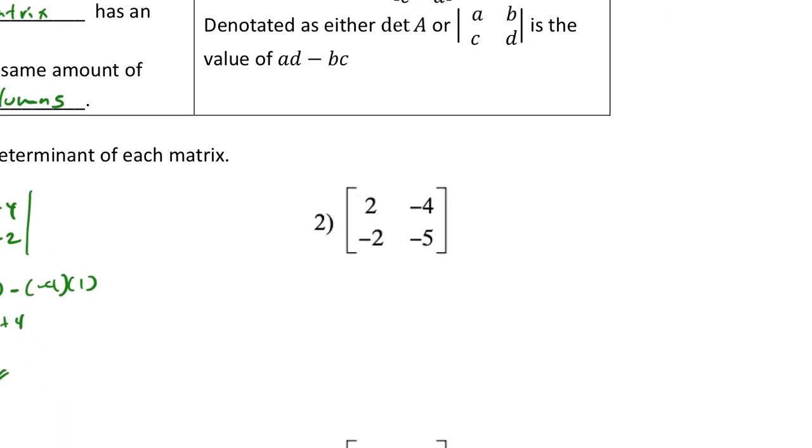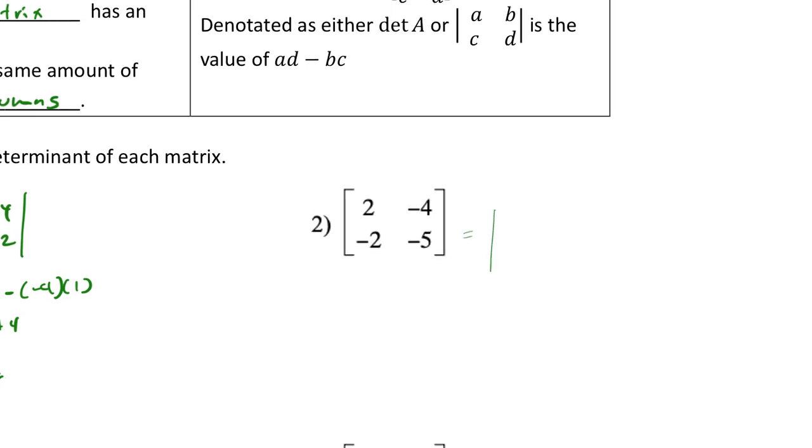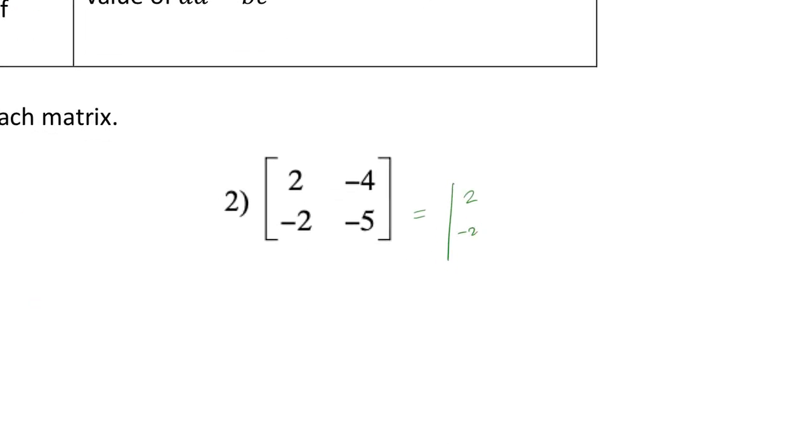So number 2, again, we're going to cross multiply. This is called the main diagonal, the one that starts on that first number here. So this is 2, -2, -4, -5. The determinant of that matrix is going to be 2 times -5 minus -4 times -2. That means that this is -10 minus 8, that equals -18.